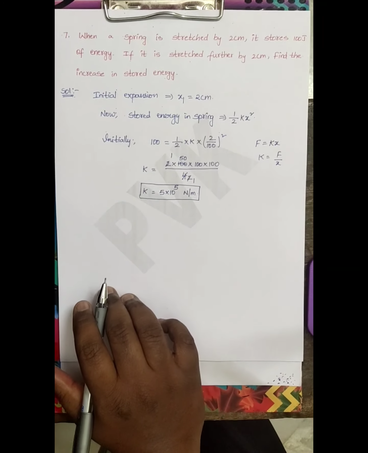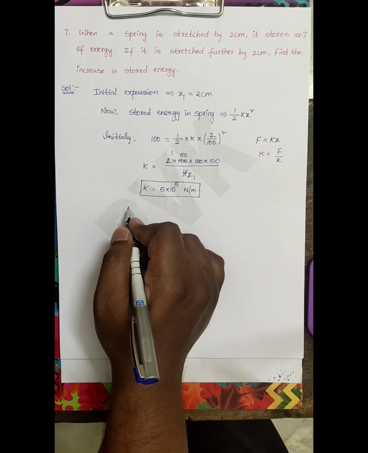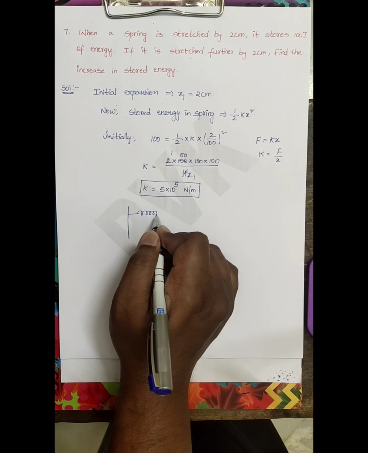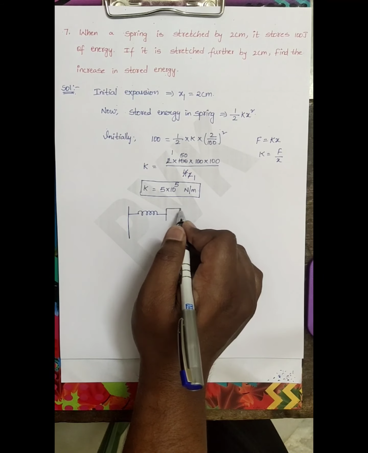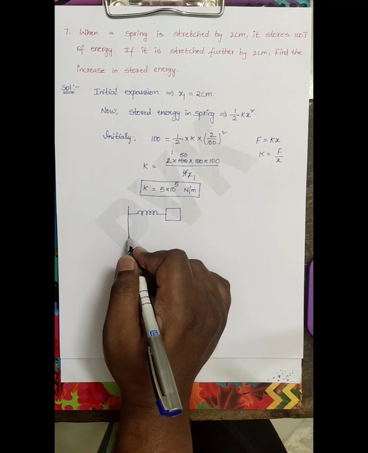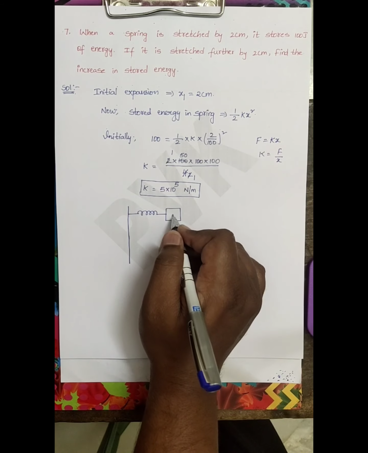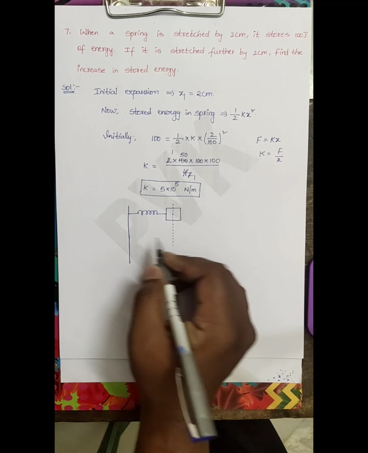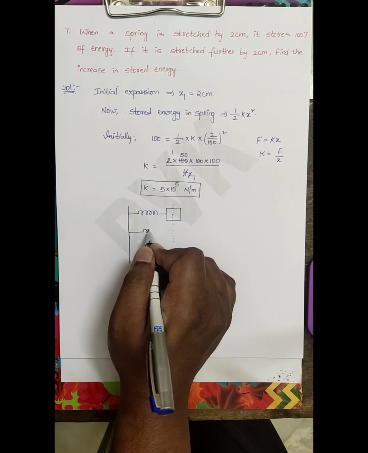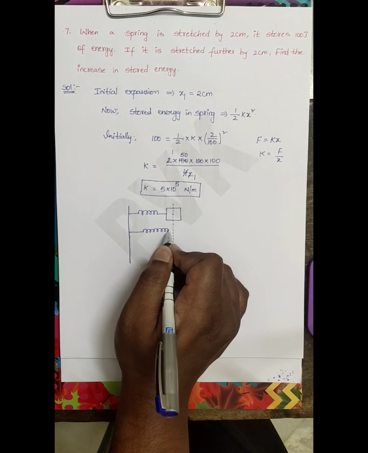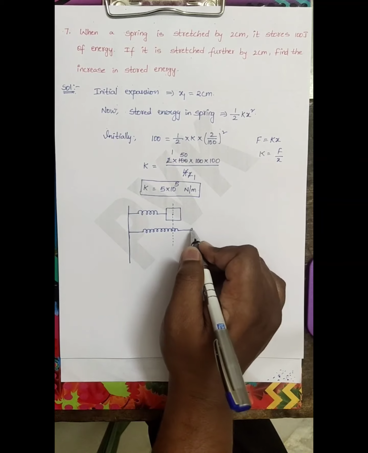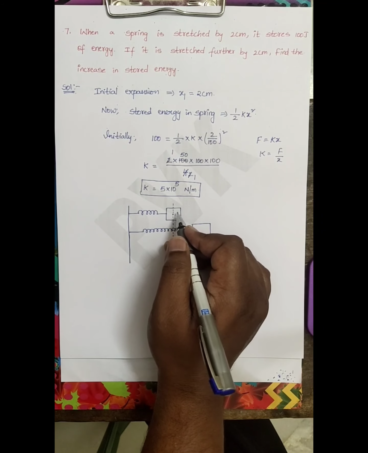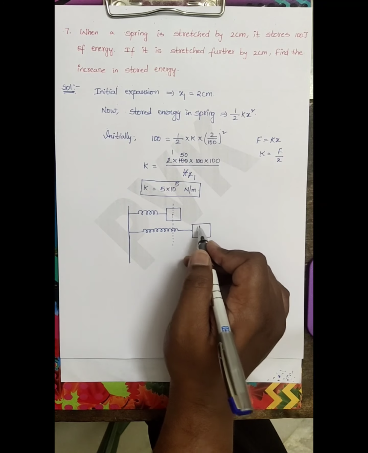Now let us draw the diagram, children. Let me suppose this is the initial position of the spring, or a block attached to the spring. To show the expansion in the easiest way, I have drawn this. This is your initial position and this is your reference line. Firstly it was stretched through this much. So this is your normal position, and this is its initial expansion.